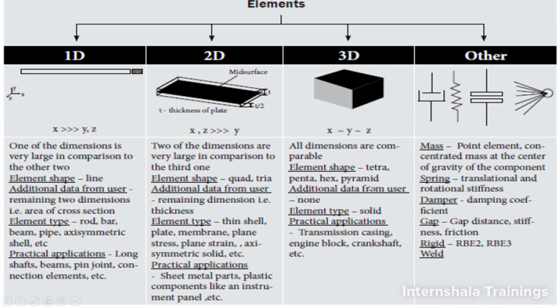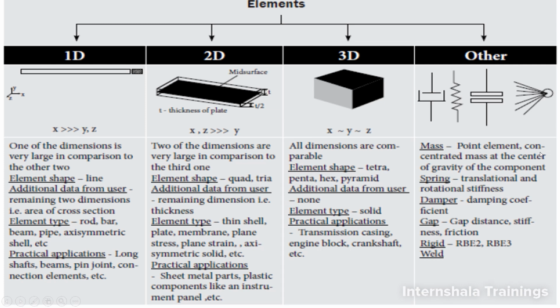Then there is no additional data you need to give for the element in order to perform the analysis. Then you come to the element type. It is a solid element type, and practical applications are where there is a solid body, you are going to use this particular 3D element, like a transmission, engine block, crankshafts, etc. And as I've told you, wherever it is possible, we are going to idealize or simplify this 3D and make it a 1D or 2D.